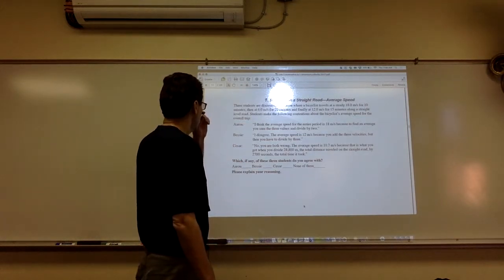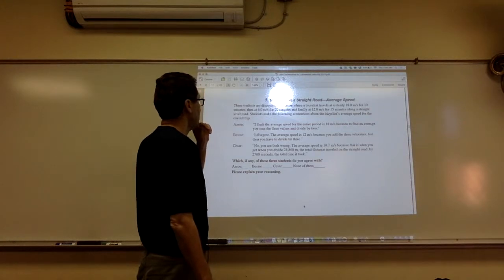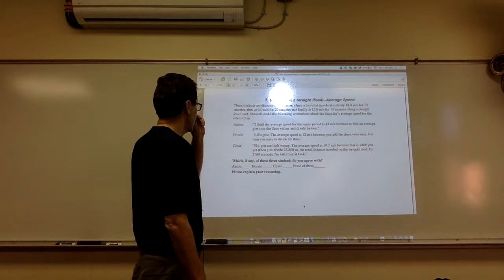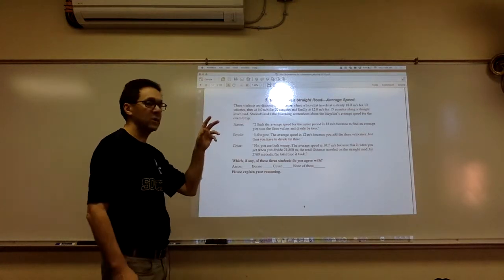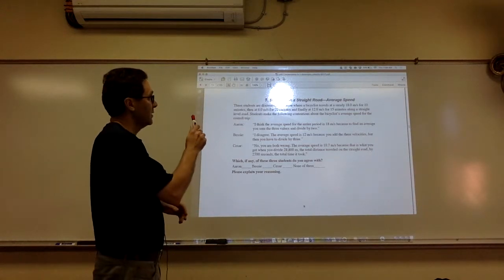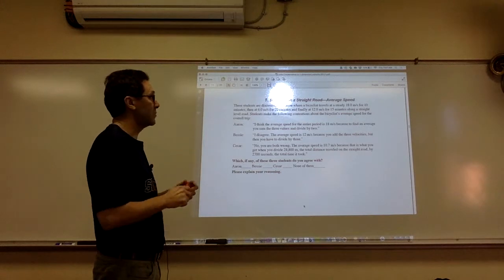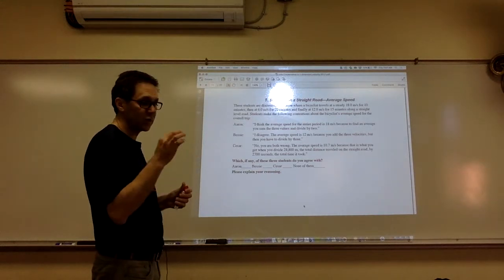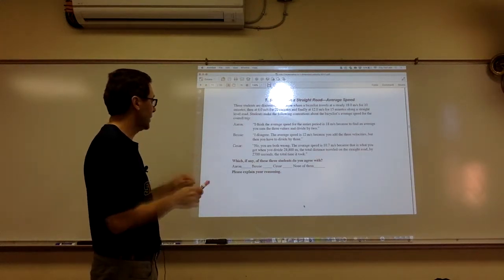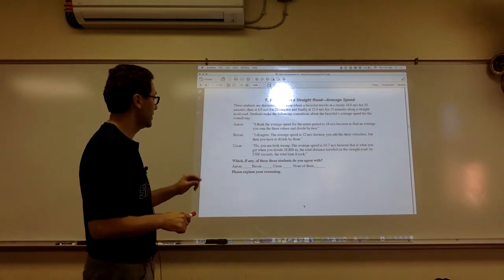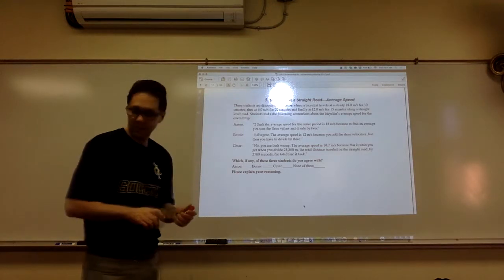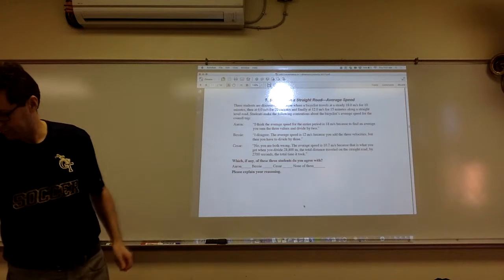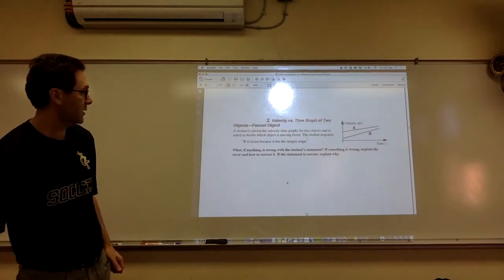Okay. Bessie says, I disagree. The average speed is 12 because you add 3 velocities, but you then just have to divide by 3. That's wrong. You can't do that, because you have these rates at different times, so it just doesn't work that way. Because the definition of average speed is total distance divided by total time. So Caesar is the one that's correct. Let's look at number 2.